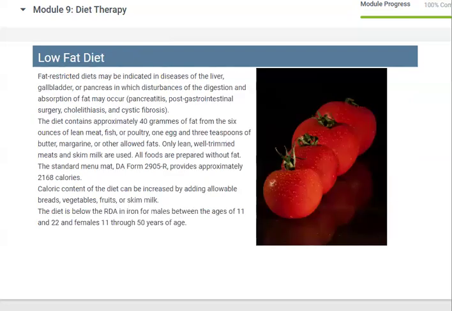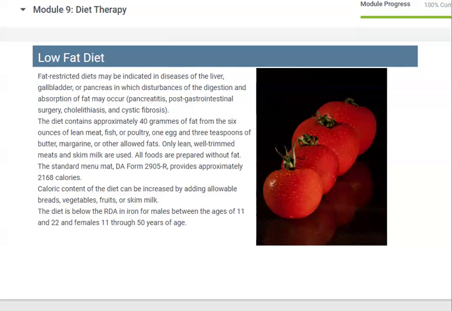Low-fat diet. Fat-restricted diets may be indicated in diseases of the liver, gallbladder, or pancreas in which disturbances of the digestion and absorption of fat may occur, pancreatitis, post-gastrointestinal surgery, cholelithiasis, and cystic fibrosis. The diet contains approximately 40 grams of fat from the 6 ounces of lean meat, fish, or poultry, 1 egg, and 3 teaspoons of butter, margarine, or other allowed fats. Only lean, well-trimmed meats and skim milk are used. All foods are prepared without fat.